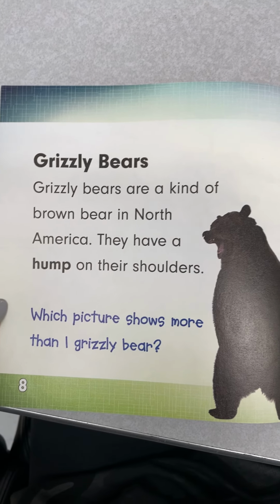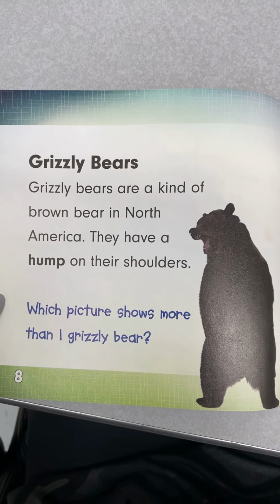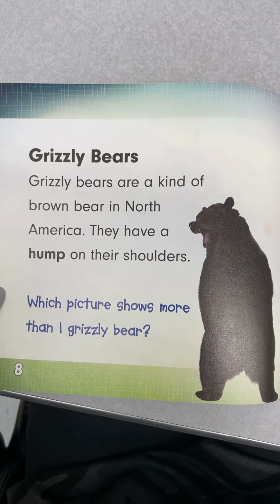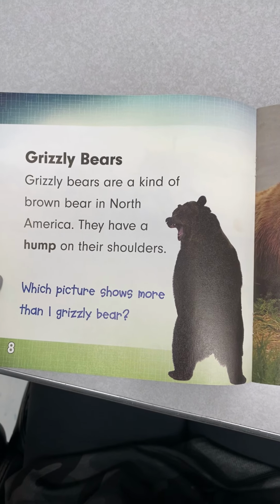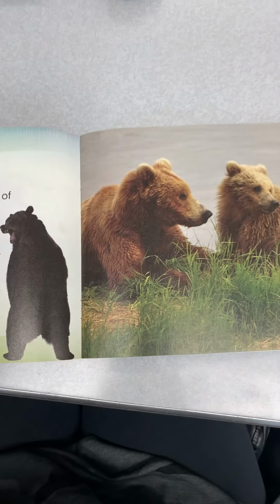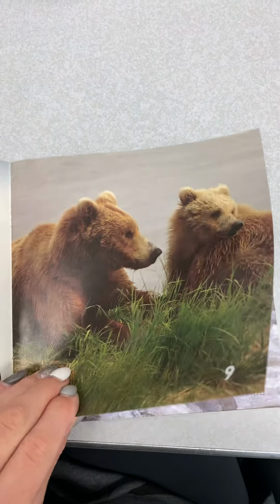Grizzly bears. Grizzly bears are a kind of brown bear in North America. They have a hump on their shoulders. Which picture shows more than one grizzly bear? This page or this page? This one has more than one because there's 2.